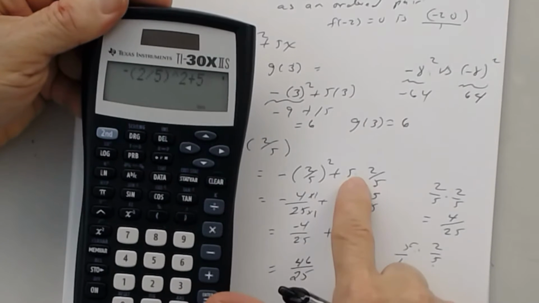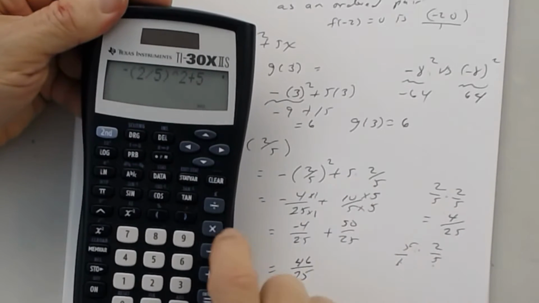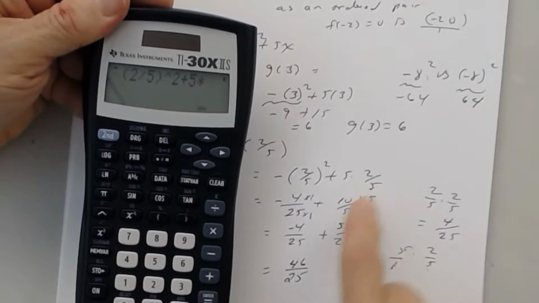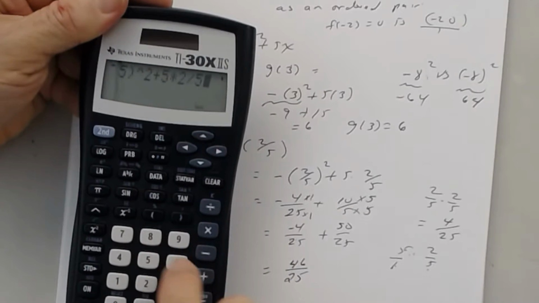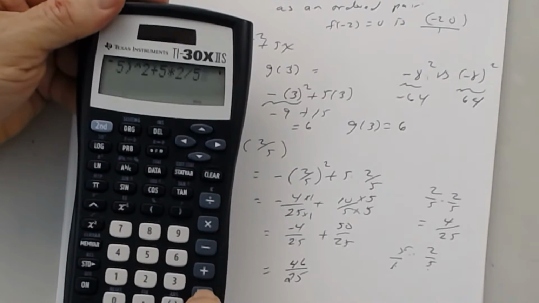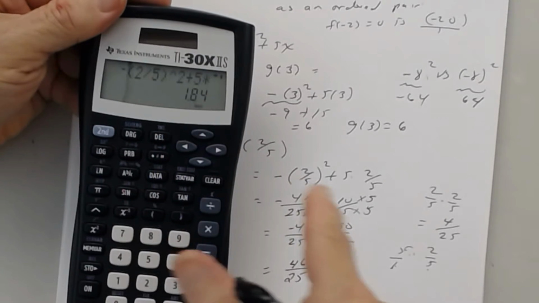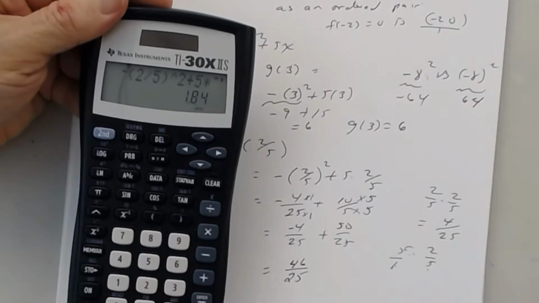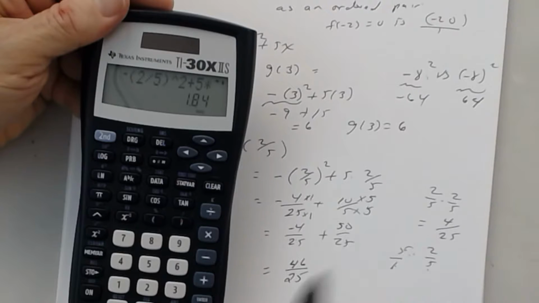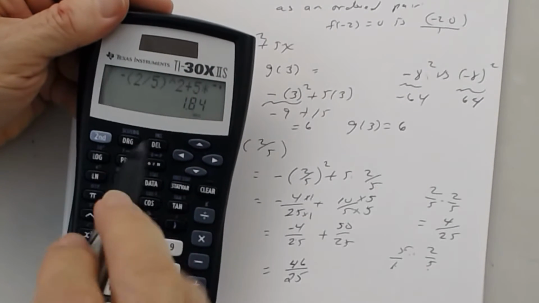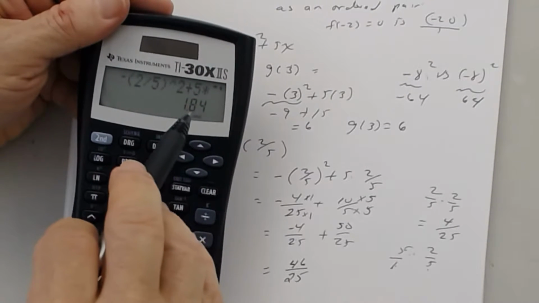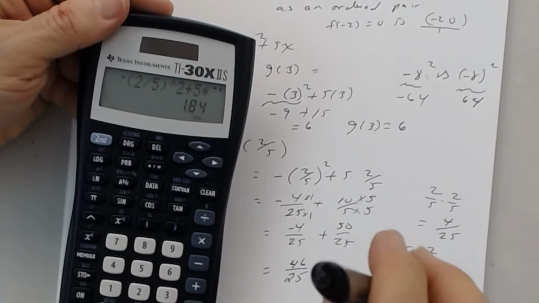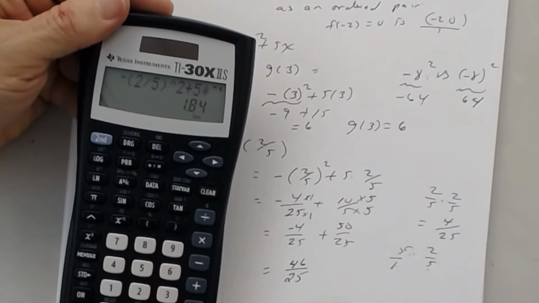5, what else do I see? Times, what else do I see? 2 divided by 5, right? And then I press equal, and I get 1.84, correct? All right, so I got 1.84. But remember, you want to leave your answer as a fraction. So now I've got to convert this decimal back into a fraction. Well, your calculator can do that.